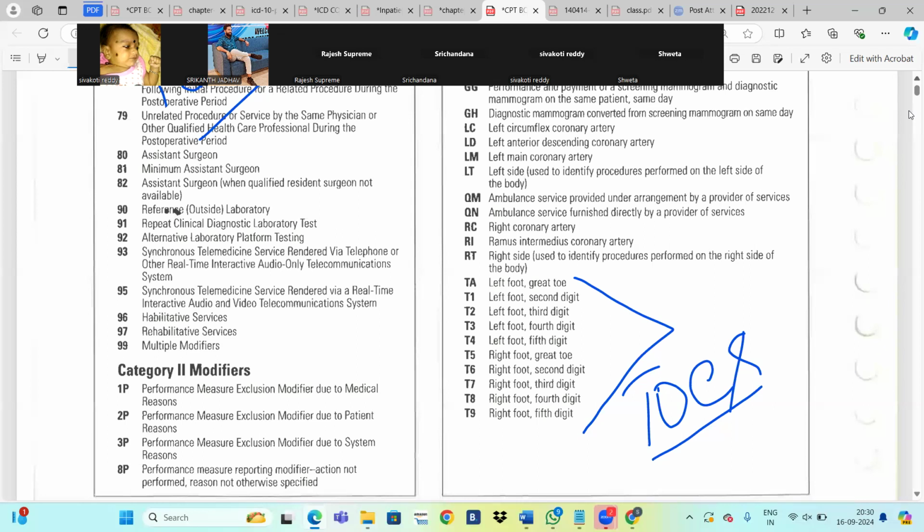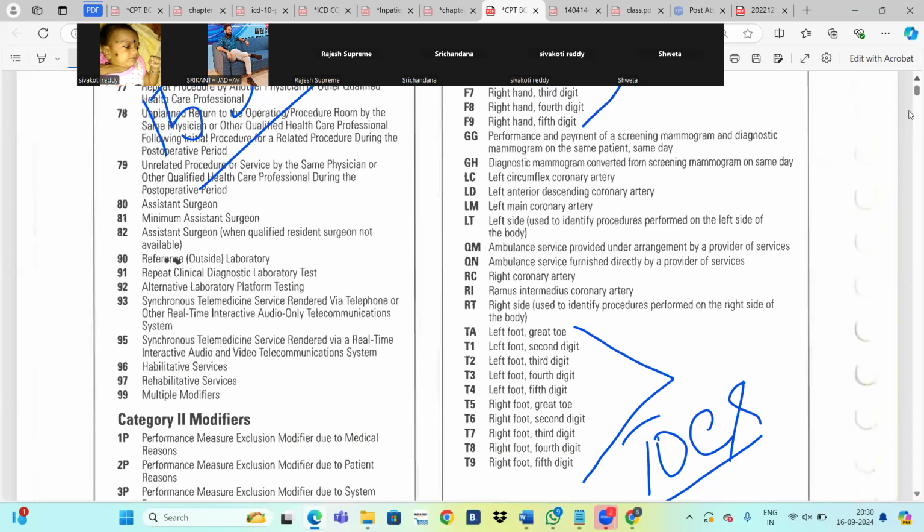Next. So after that, you need to learn LT, RT. LT means, when will you use LT? Left side. RT, right side.